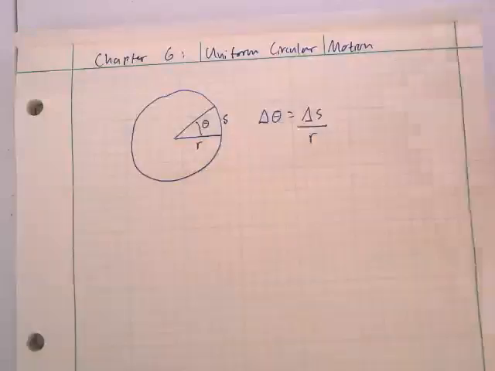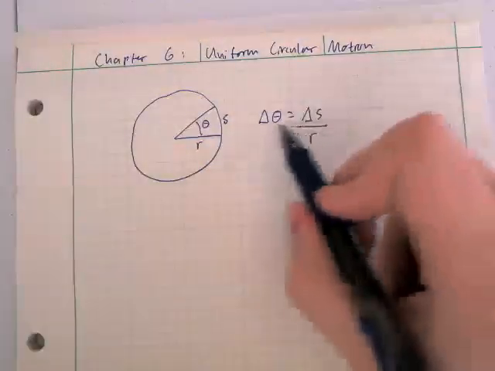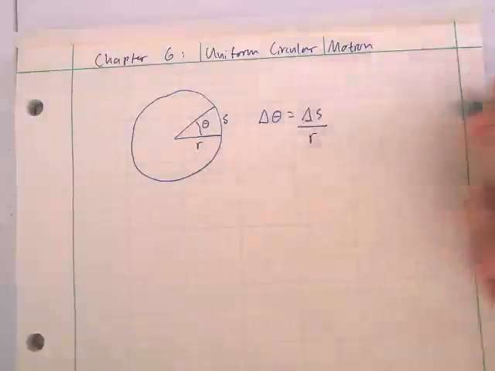So how does this work? How does this actually translate to the angles that you're used to? It works very nicely. This is why radians are so nice.